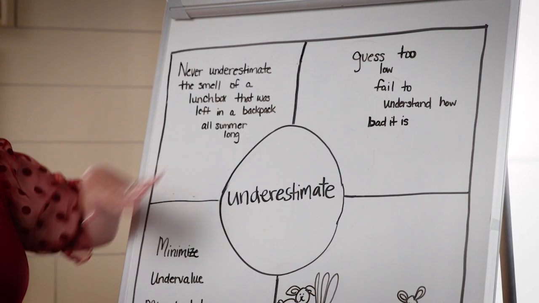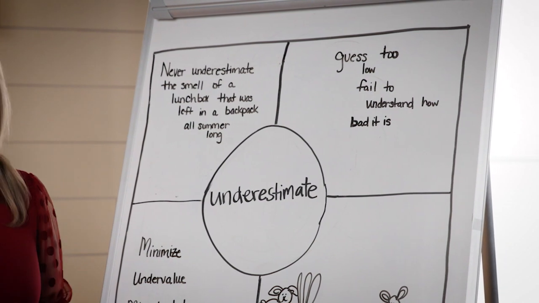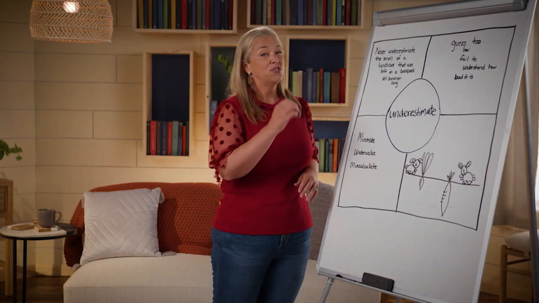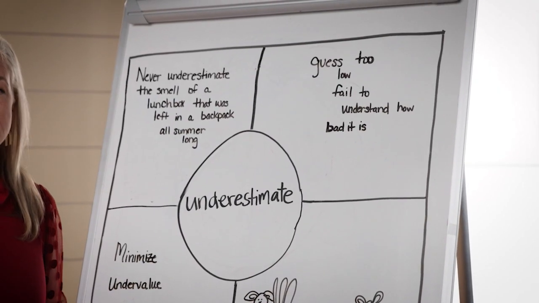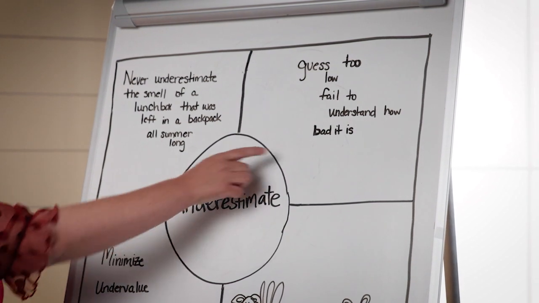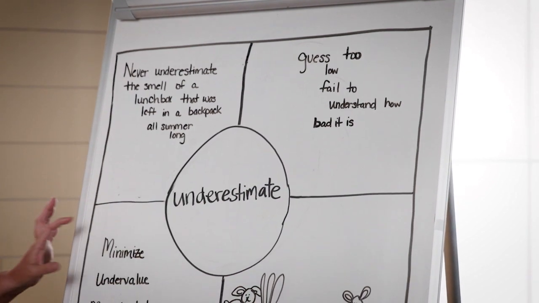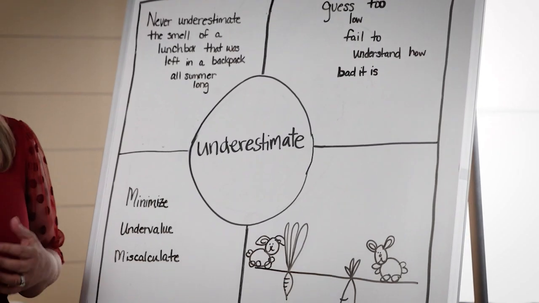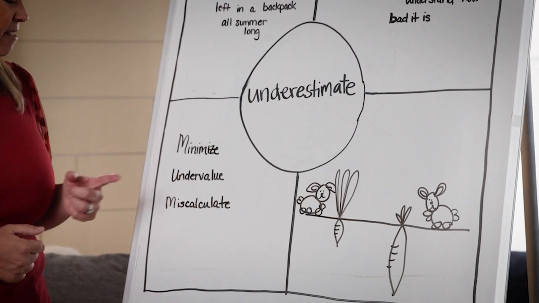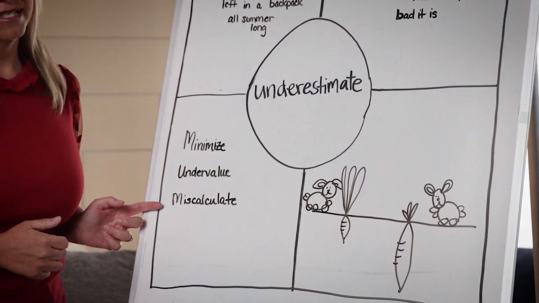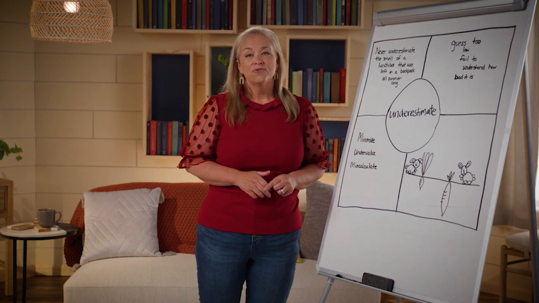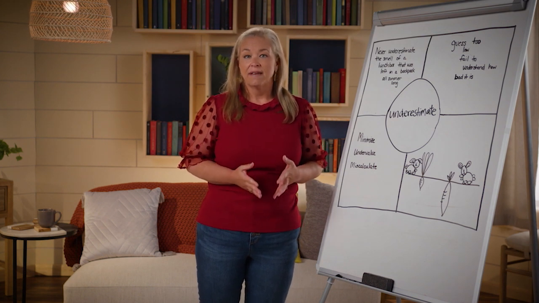Then in the second box, that's where I wrote a simple definition. Now, I've already looked this up, and to underestimate means you're going to guess too low or fail to understand how bad something really is. So I wrote that in here. This third box, this is where we write synonyms, or words that have a similar meaning like minimize, undervalue, and miscalculate. Now, in this last square, we're going to draw a picture of what underestimate means.